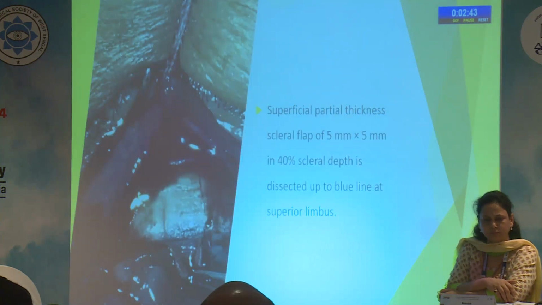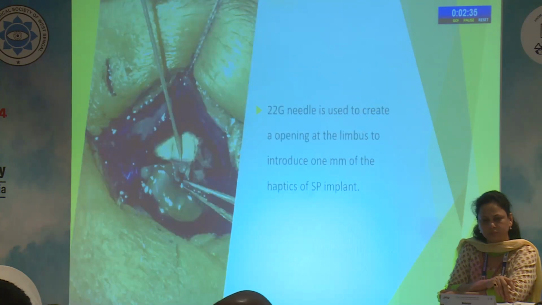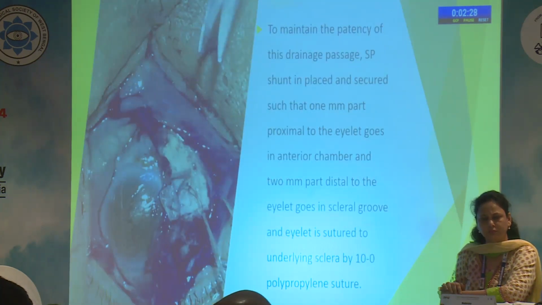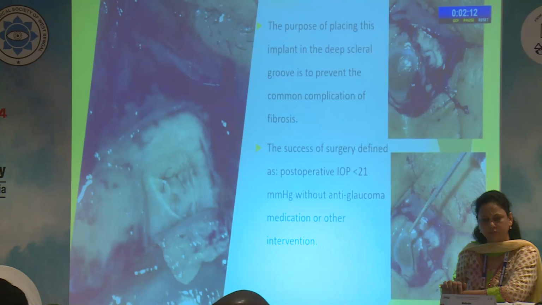Here the steps of the surgery are shown. We have made a superficial partial thickness scleral flap, and a scleral groove has been made. We have used a 22 gauge needle to make a passage of roughly 0.7 millimeters into the anterior chamber, and here we can see the SP shunt. The proximal 1 mm of the SP shunt is placed into the anterior chamber, and the distal 2 mm is placed in the scleral groove. Then it is sutured via the eyelet using a 10-0 polypropylene suture. Two such implants are placed in one scleral groove, and then the scleral flap and conjunctival flap are closed.